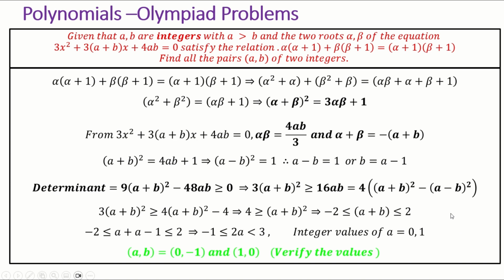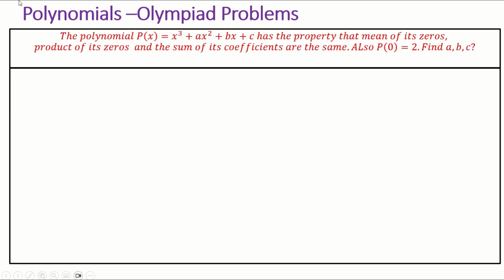Yeah. Next, a polynomial p of x equal to x cube plus ax square plus bx plus c has the property that the mean of its zeros, the product of its zeros, and the sum of its coefficients are the same. Also, p of 0 equal to 2. Find a, b, c. Okay, so he gave actually a lot of information. We have to just put them in equations first.